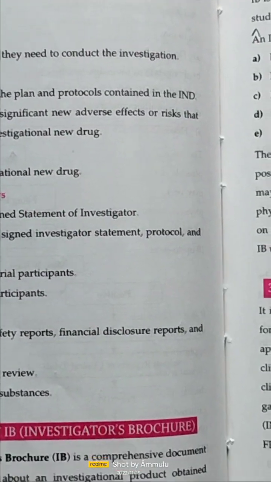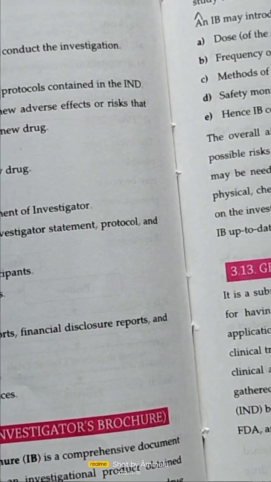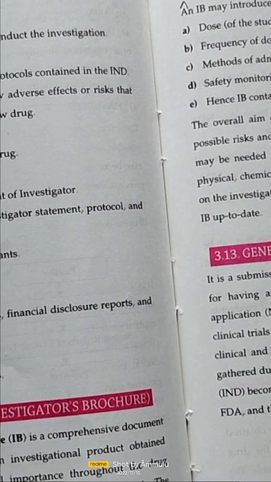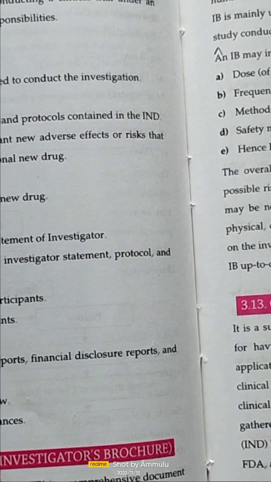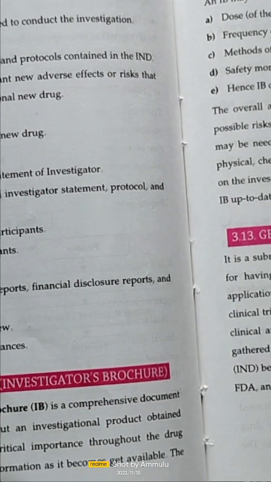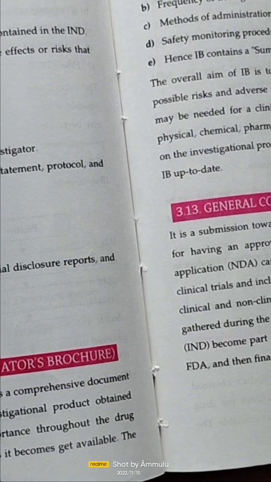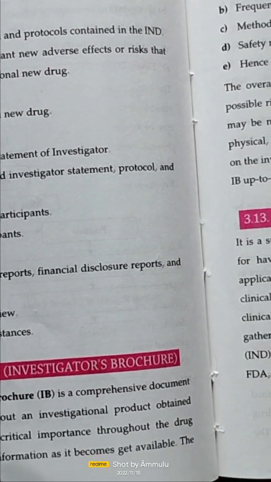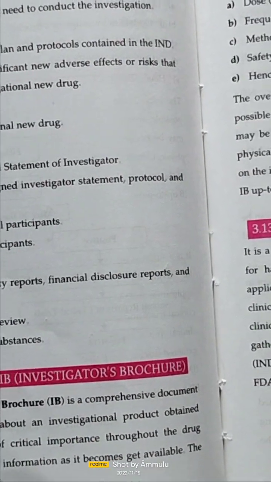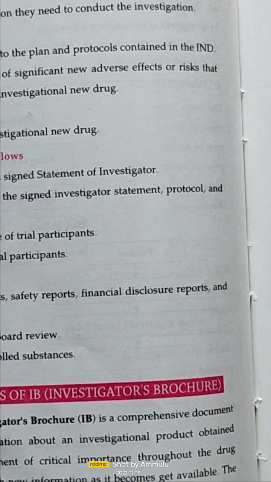The purpose of the investigator's brochure is to compile all the data related to the study of the investigational product in human and animal studies. This investigator's brochure is mainly used to provide the information which is necessary for the management of the study.